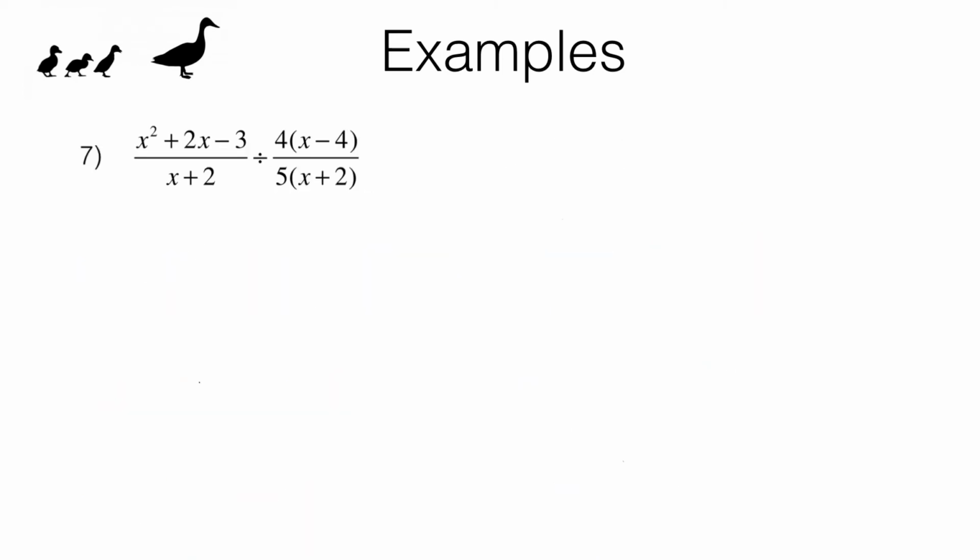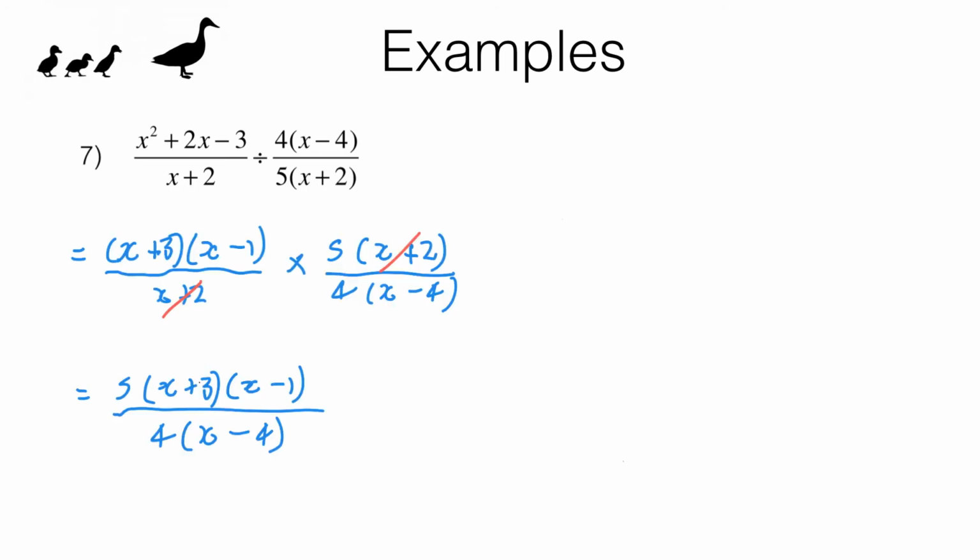Example 7. Again, press pause and try it for yourself, then press play to reveal the answer. So, if we factorise x squared plus 2x minus 3, we get x plus 3, x minus 1 over x plus 2. We then replace the divide by sign for a multiply, and we reciprocate this fraction here. So 5x plus 2 becomes the numerator, and 4x minus 4 becomes the denominator.